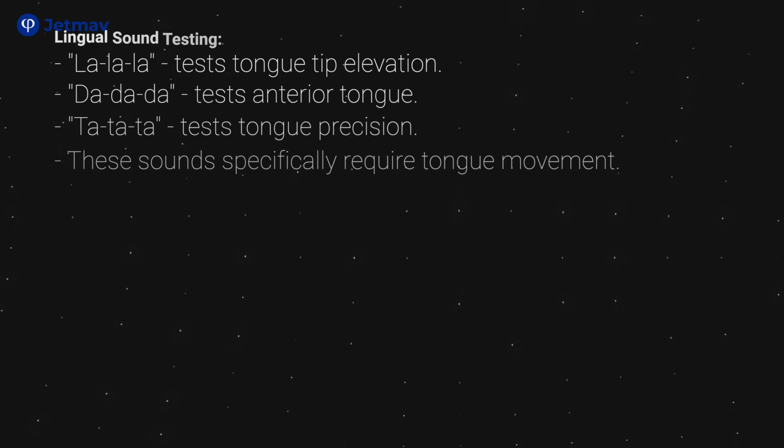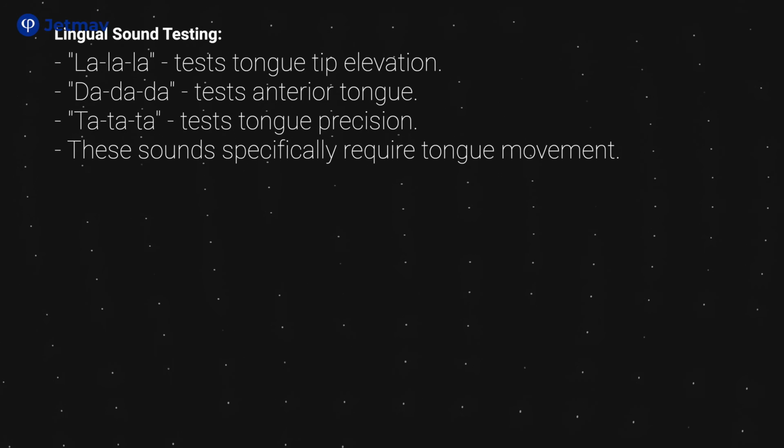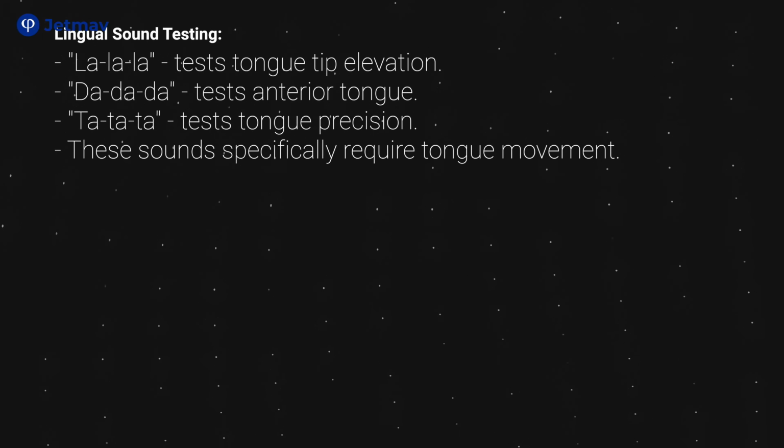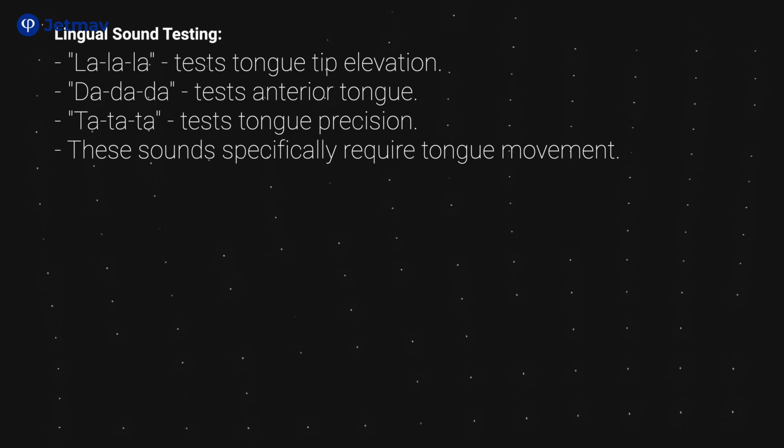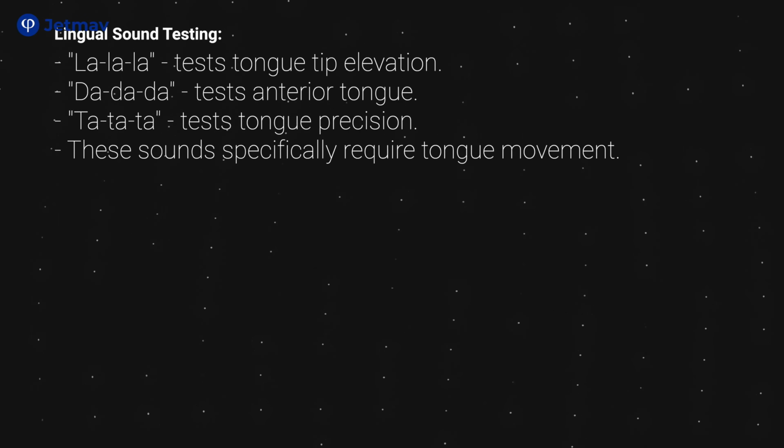So in the speech assessment, we are going to tell the patient to make some sounds, okay? We're going to tell them to make the la sound, which tests for tongue tip elevation. Then we're going to make the da sound, which will test for the anterior tongue. Then the ta sound, which will test for the tongue precision. This is actually skipped in some OSCE scenarios, but for completion's sake, we're going to do that here.